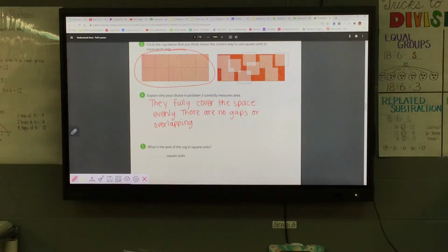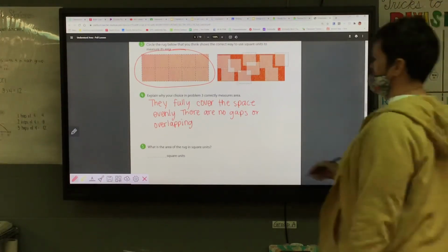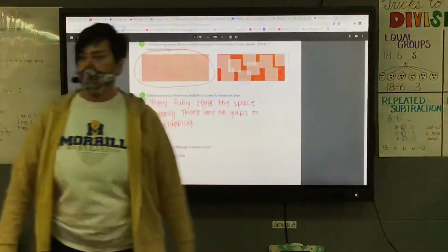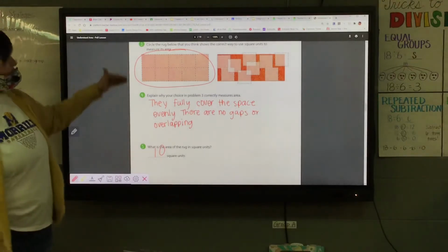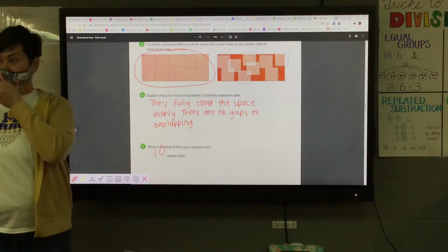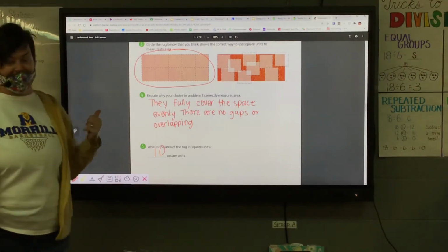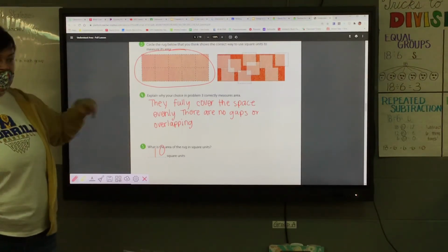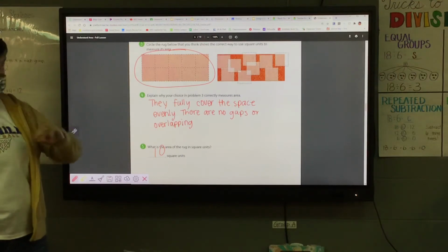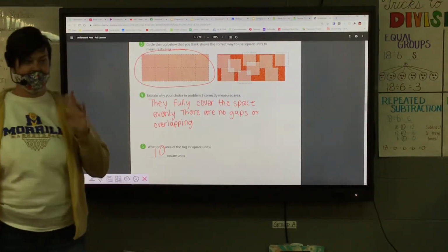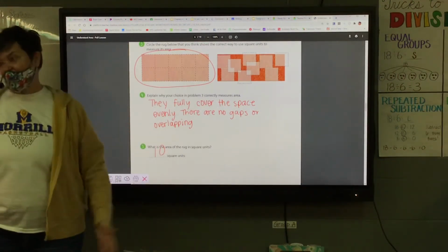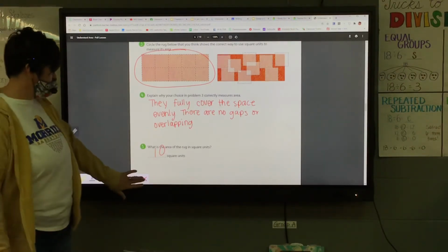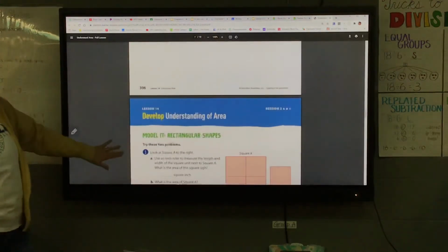Okay, how many square units is this rug, friends? 10. It is 10 square units. There are 2 rows, right? Is it like an array? Yeah. So how many rows did we just say? 2. How many in each row? 5. Do we know what 2 times 5 is? 10. All right.